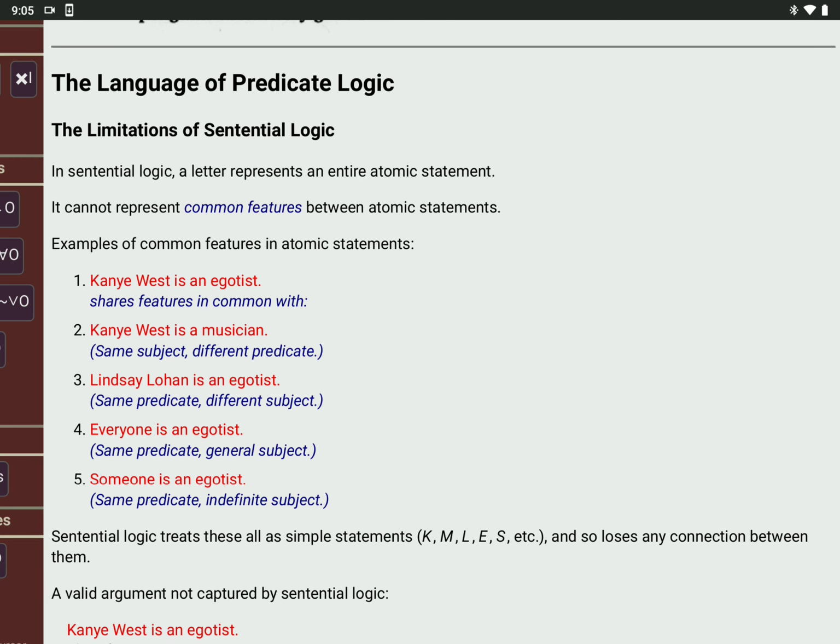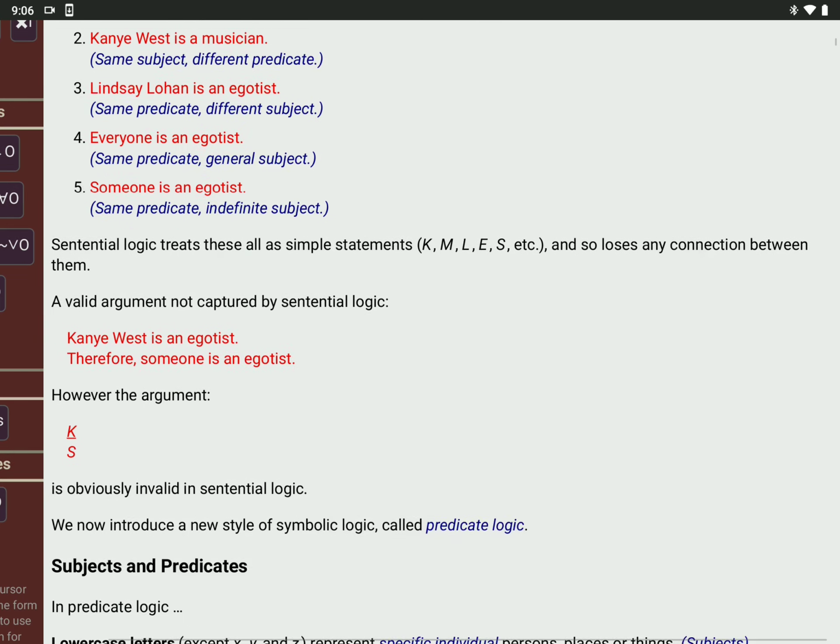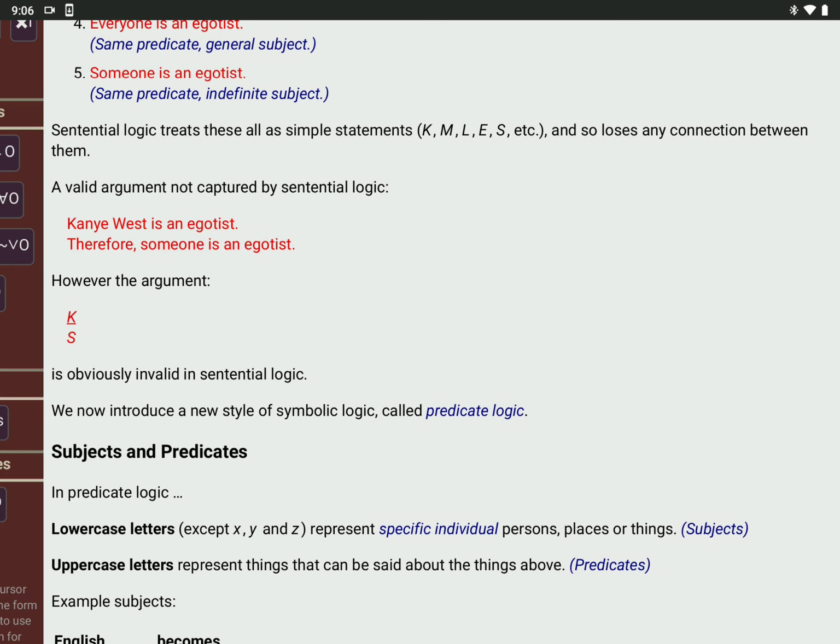There are also statements like everyone is an egotist or someone is an egotist that also have the same predicate in common with Kanye West as an egotist. Because in sentential logic we use a single letter to represent the entire statement, we can't represent what that statement has in common with certain other statements. So if I say Kanye West is an egotist, therefore someone is an egotist, it seems like that's a valid argument. It has the form: this person has this property, therefore someone has this property. But if I represent that in sentential logic with K, therefore S, and I do a truth table for that, obviously it's not going to come out as valid.